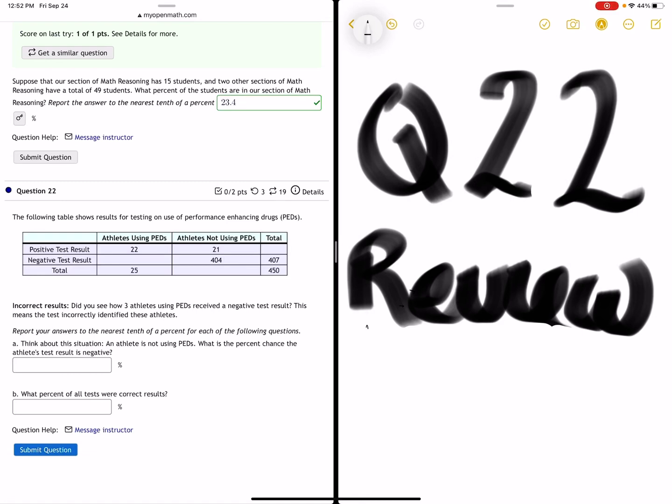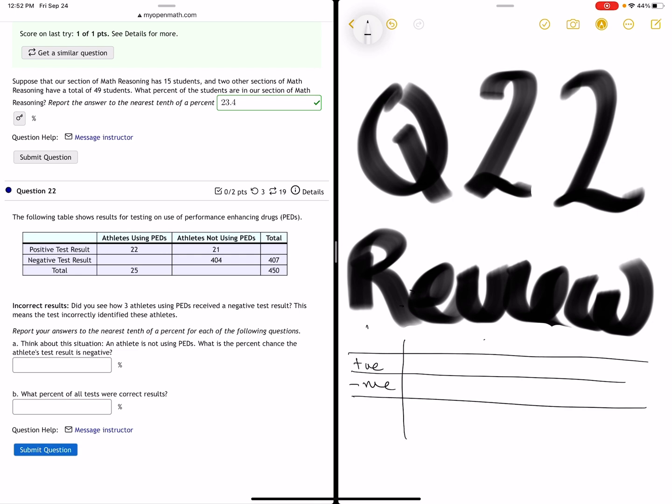Last question. We have a new table. So we have positive, negative, and then we have some columns. These are users. These are non-users. And then our subtotals.